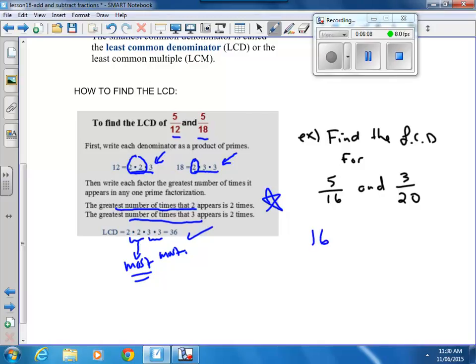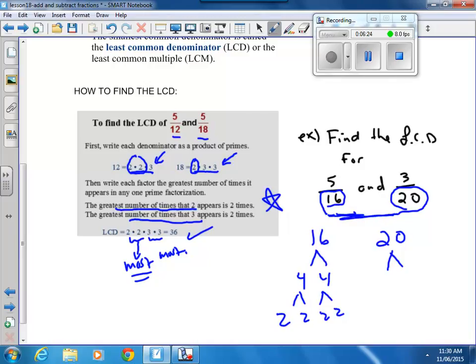Here we go. Do a prime tree for 16 because we're trying to find the least common multiple here for 16 and 20. So prime tree for 16, prime tree for 20. 16 breaks into 4 and 4, and that's clearly going to break down into a product of 2's, right? 2 times 2 times 2 times 2. 20 really means 5 times 4. 5's prime, I'll circle it. 4 breaks into 2 times 2.